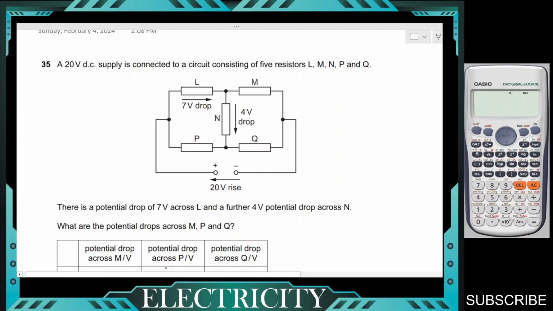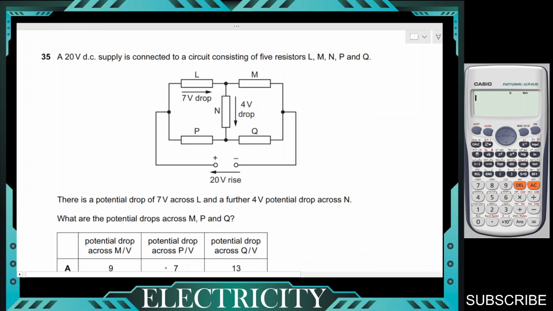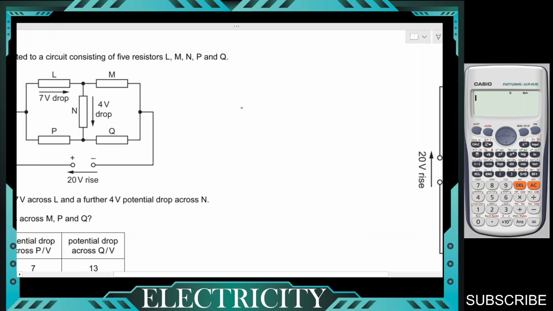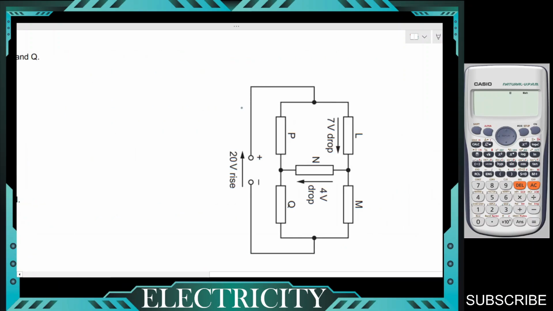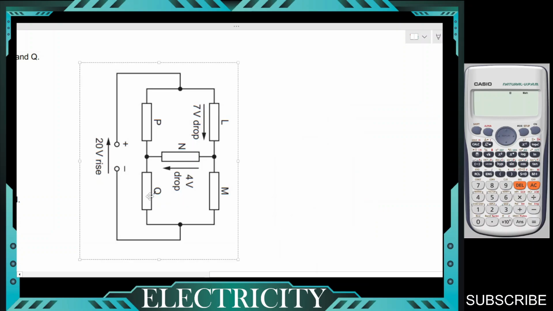So here we have some of the advanced questions of the topic, potential difference between 2 points. Now the first circuit diagram that you see over here can also be represented like this. So it's just the same thing. I've rotated the image. The very same image has been rotated 90 degrees clockwise.